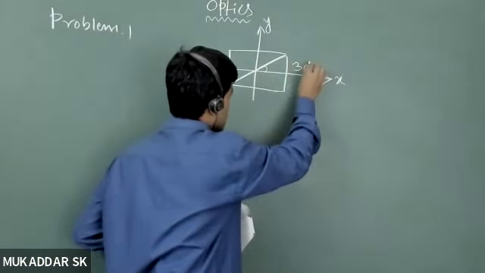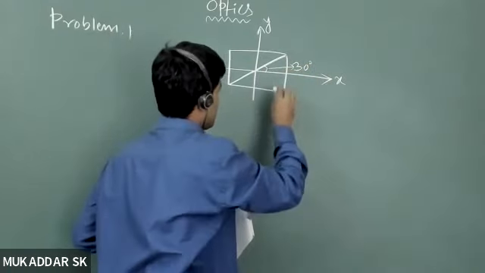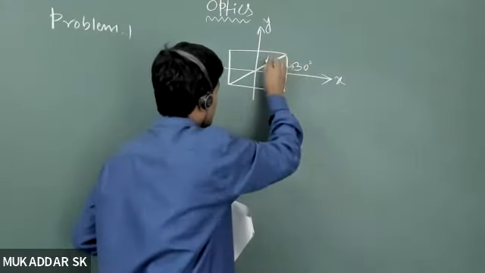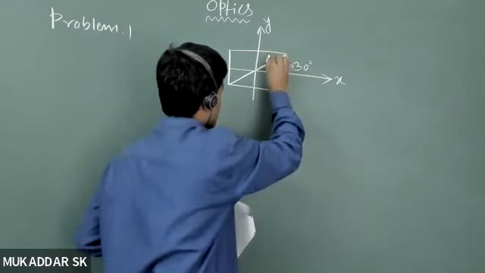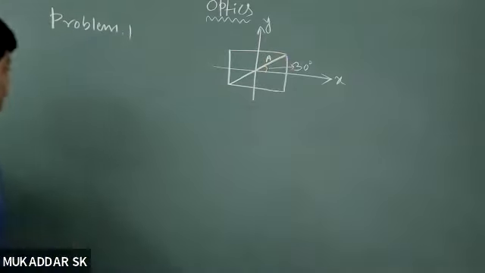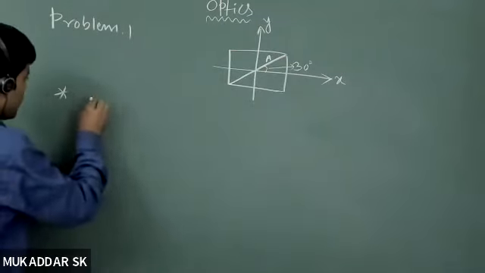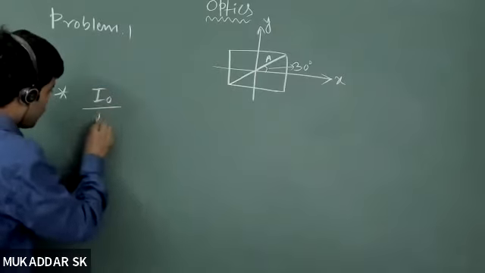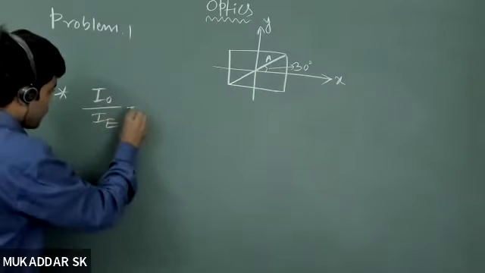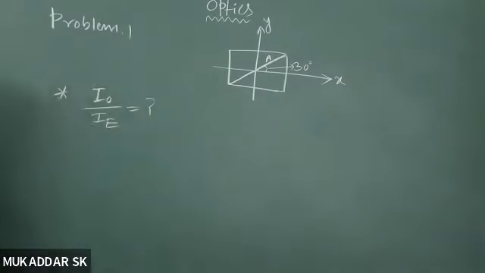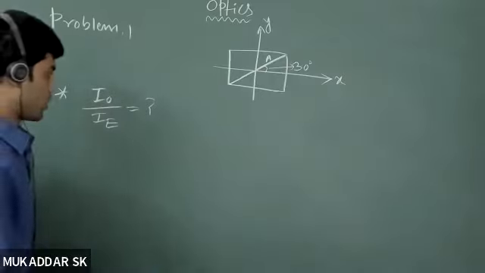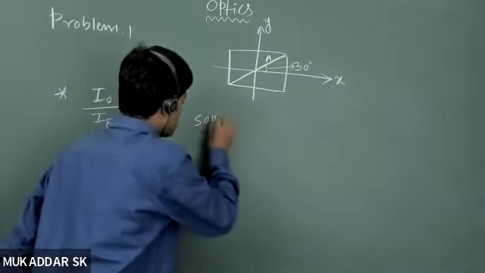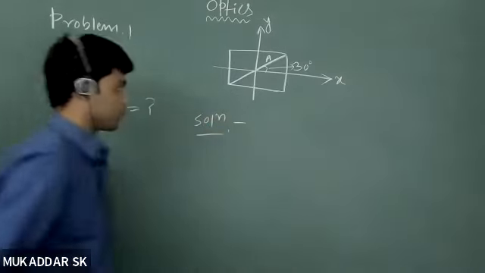This angle is 30 degree, and the amplitude of the incident ray is A. So the question is, what will be the ratio of intensity of O ray to that of E ray? It's a very simple question, but it's a tricky question as well.